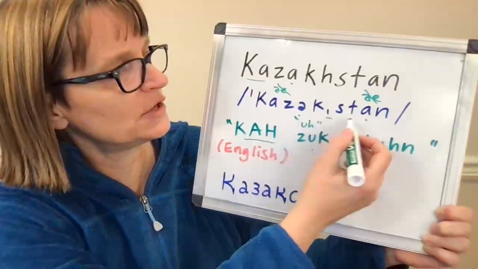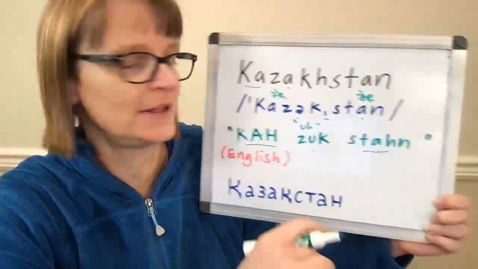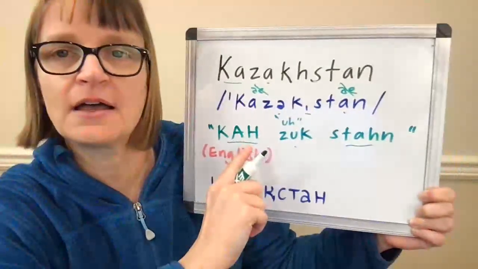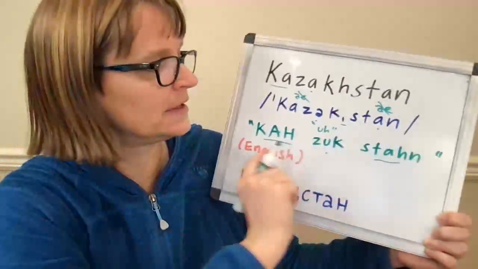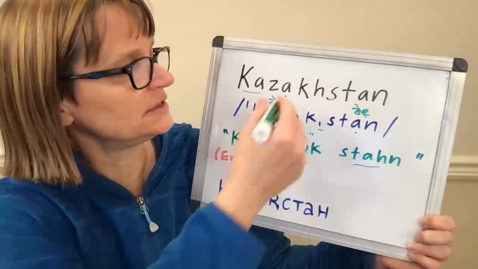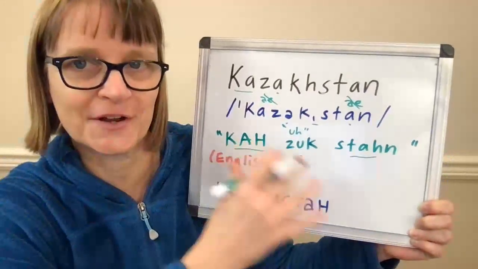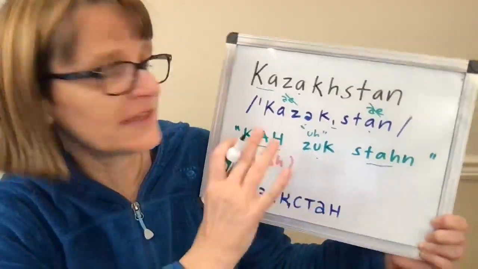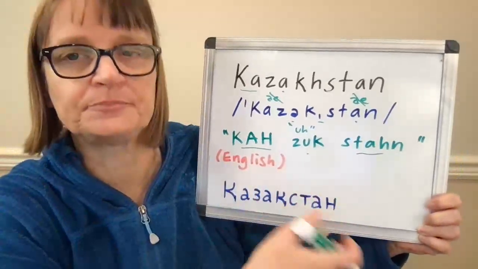I marked it here with some secondary stress on the stan syllable because it does have that clear vowel. So practicing slowly, Kazakhstan, Kazakhstan. Part of what's confusing is we have these extra letters in here. This H sound doesn't make a sound in American English. So that's what you're going to hear when English speakers are talking about the country Kazakhstan.